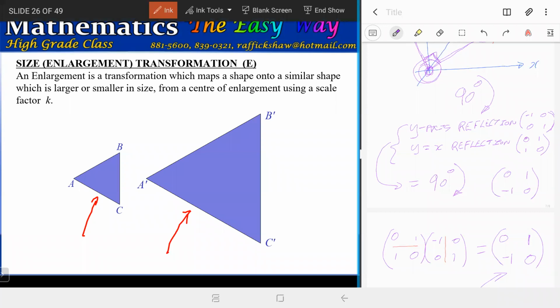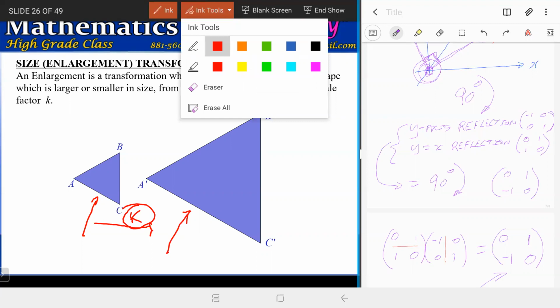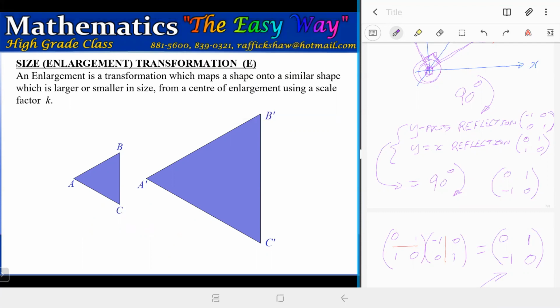What factor do I multiply this by? What factor do I multiply? That's called a scale factor. What's my multiplying factor to go from the size of this one to the size of that one? And also the distance from the center. So how do I locate the center?